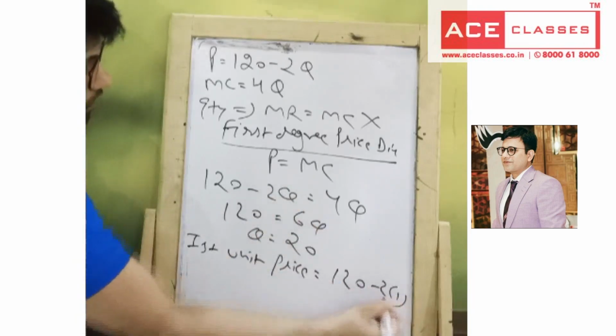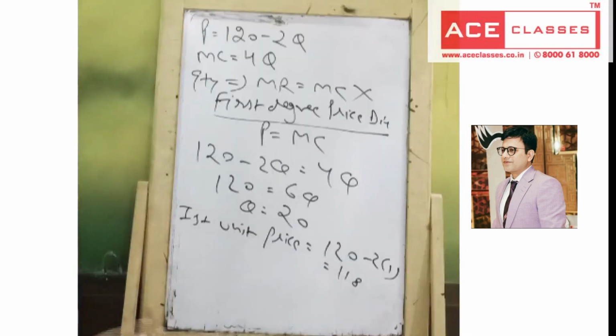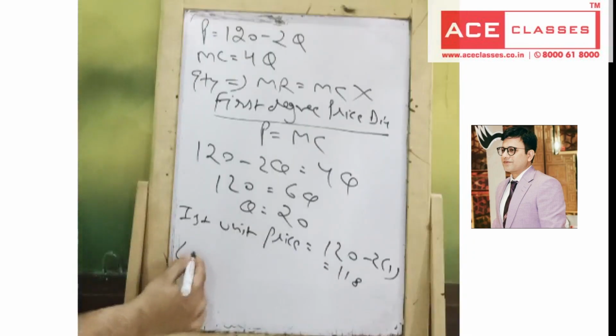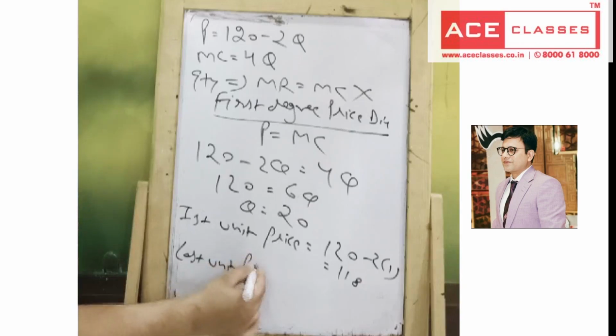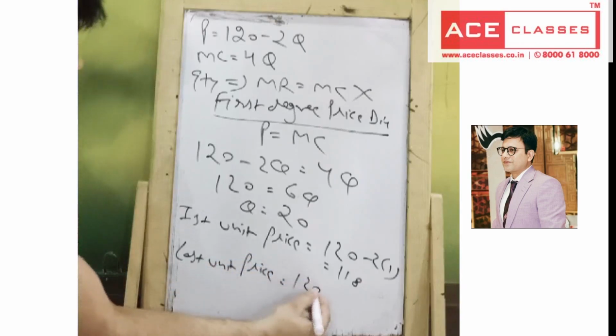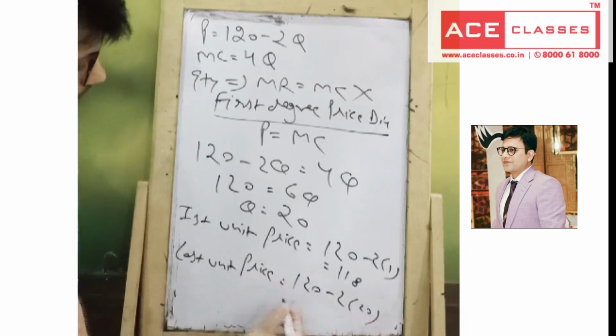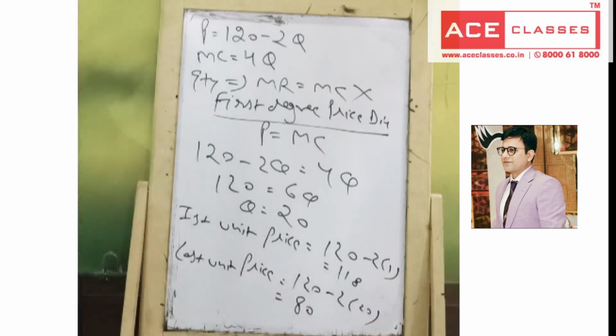So at best we can say first unit price, I repeat, first unit price, that should be 120 minus 2 into 1, 180. Similarly, you can say last unit price. So last unit price should be 120 minus 2 into 20, that should be 80. So here you really cannot have a uniform price. As far as consumer surplus is concerned, in this case it shall be 0. Why? Well, consumer surplus is the difference between what the consumer is willing to pay, that is its reservation price, minus what he actually pays.